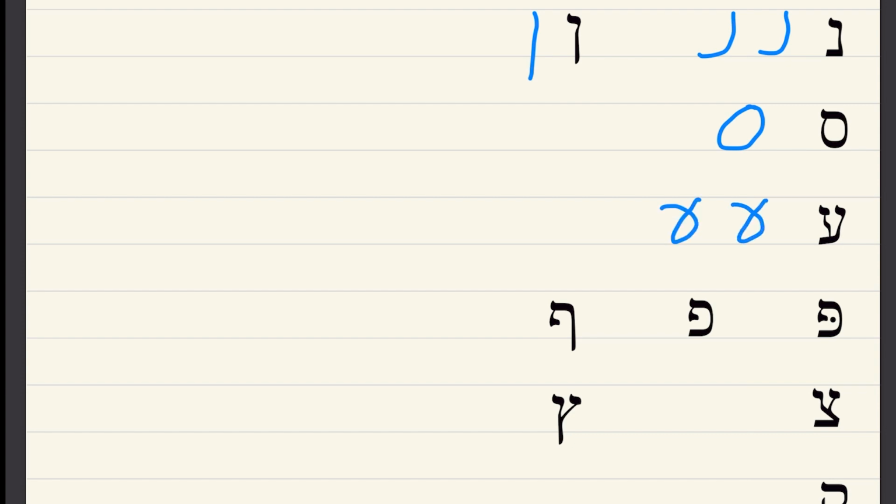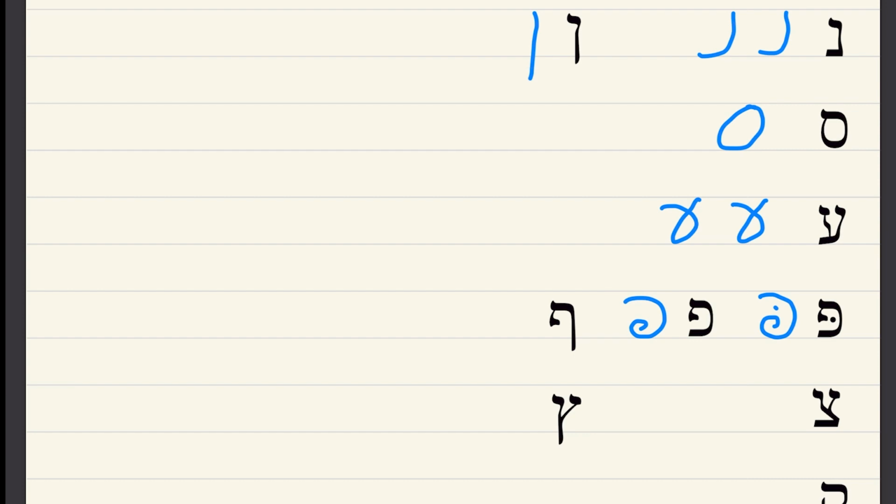The next letter we have is the letter pei with a dot inside, just like the English word picture. And in script, it will be written like this. And then we also have the same pei, but without a dot, and that will be the sound of F. So like the English word fall. Same writing, but no dot.